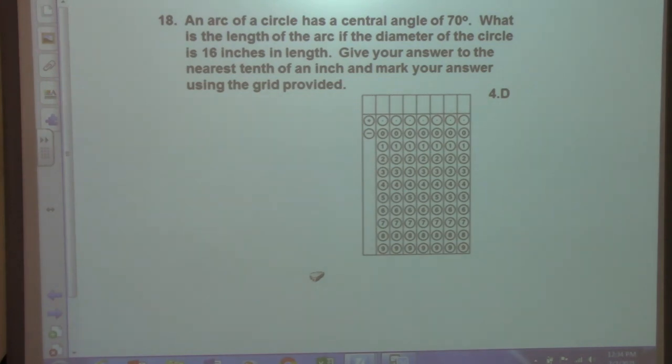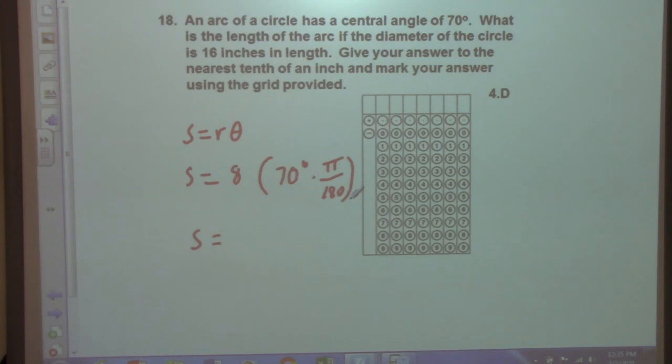Is it 360 minus whatever it is for the arc angle? On 18, what you have is S equals R theta, and you want to find that arc. What is the length of the arc? I forgot the question mark here. The length of the arc is going to be your radius, which is 8, times 70 degrees, but it has to be in radians. So 70 degrees times pi over 180. So 8 times 70 times pi divided by 180 is going to be your arc length.